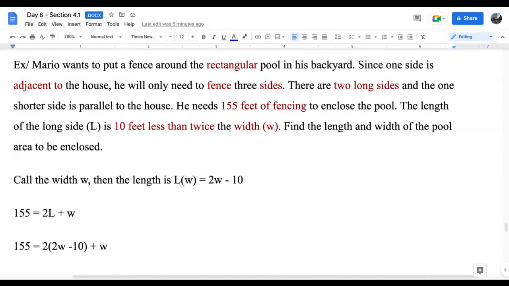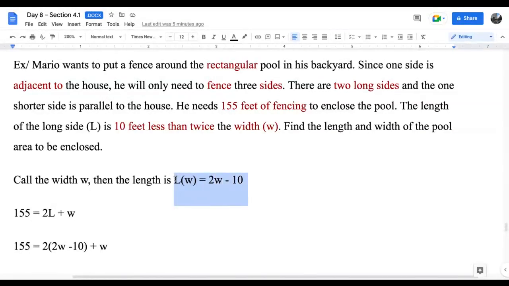So he needs 155 feet of fencing. That means the perimeter, the 2 long sides plus the 1 short side, totally equals 155. To enclose the pool, the length of the long side L is 10 feet less than twice the width. Call the width W, right? So this means L equals twice the width, 2W, 10 feet less, minus 10.